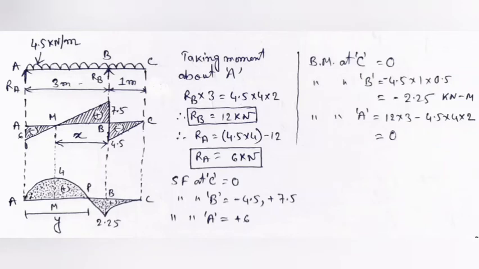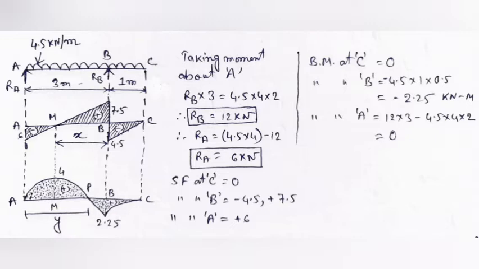Now we are going to discuss a simply supported beam with one side overhang with UDL. Same as previously, we are taking moment about point A: RB into the distance between two supports, that is RB into L, RB into 3, equals the downward moment, downward load into distance. Here the downward load is 4.5 into (3 plus 1), 4 meter, into the distance from CG, that is 2. It's 4.5 multiplied by 4 multiplied by 2.